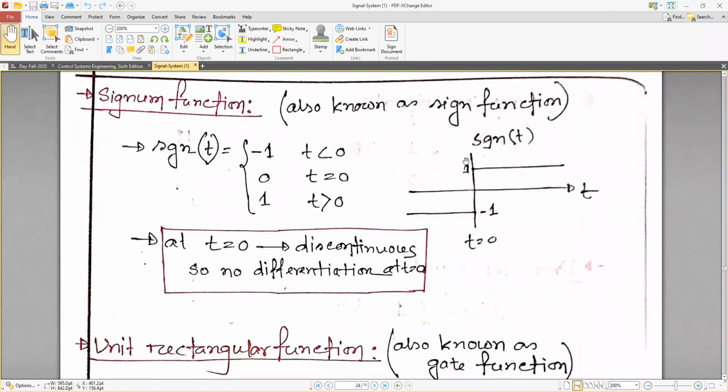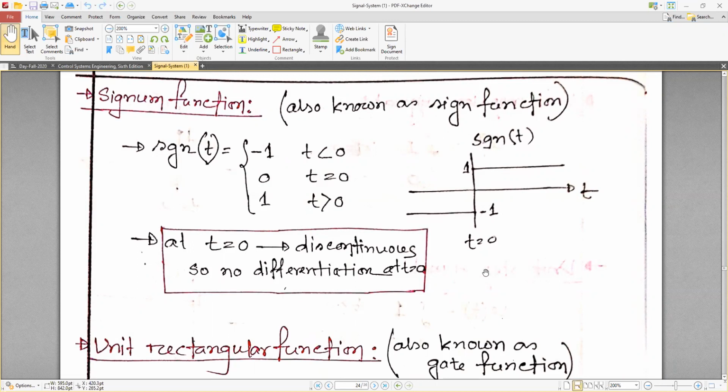And the signum function, also known as the sine function, is called the signum function, represented as SGN. It is minus 1 when t is less than 0, and when t is greater than 0, it is 1, but when t is equal to 0, it is 0. This kind of signal is known as the signum function. At t equal to 0 there is a discontinuity, so no differentiation at t equal to 0.